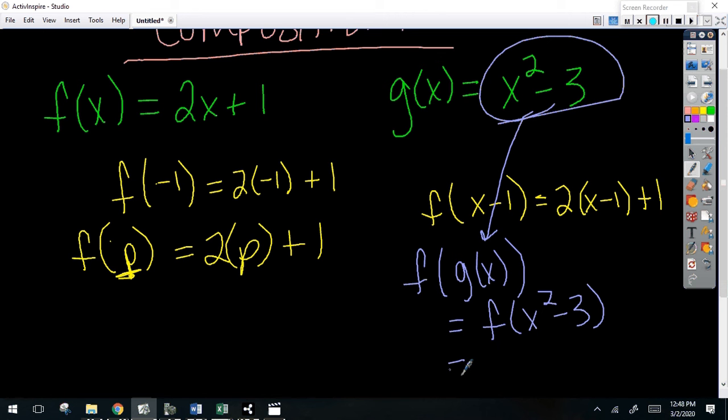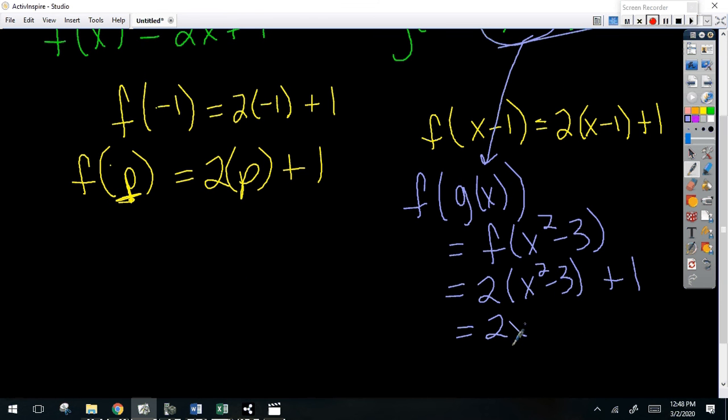So it becomes 2 times x squared minus 3 plus 1. And now I can clean it up a little bit. I hadn't been doing that with these others, but I can do that now. I can make this become 2x squared minus 6 plus 1, which is 2x squared minus 5. Excuse me, I'm sorry. If the same rules for combining domains apply, what do you think the domain is here? Negative infinity to infinity.